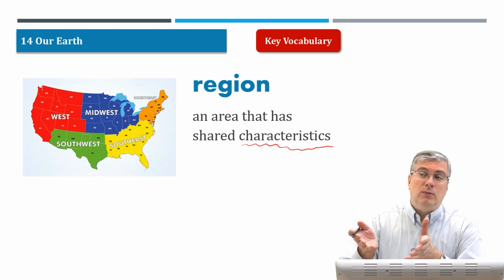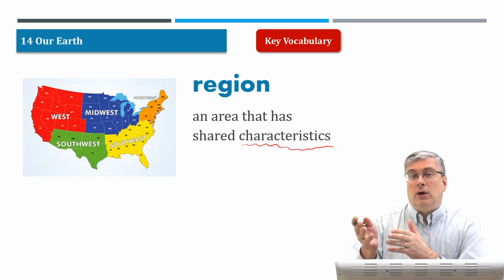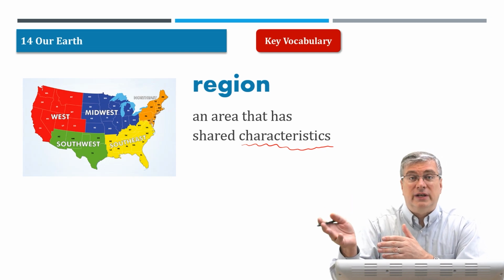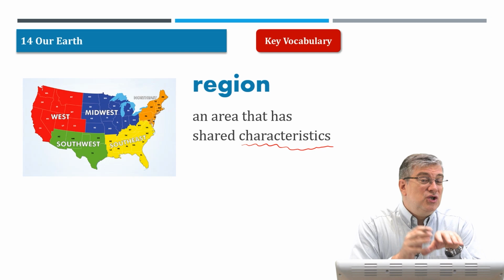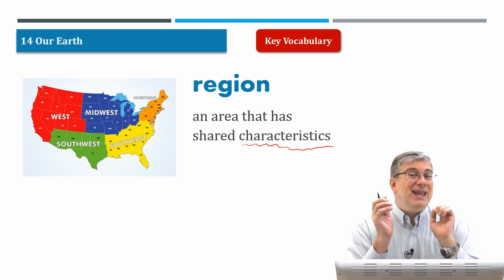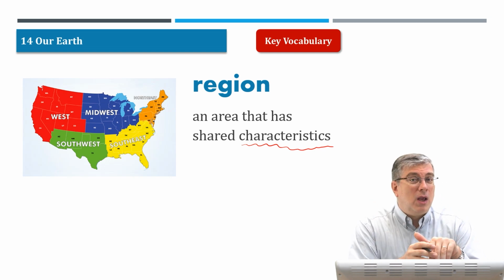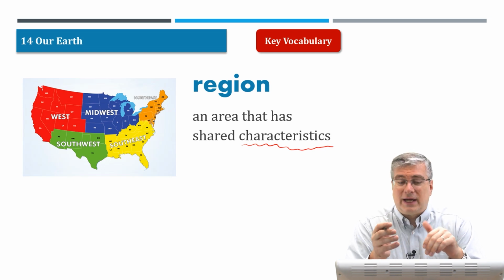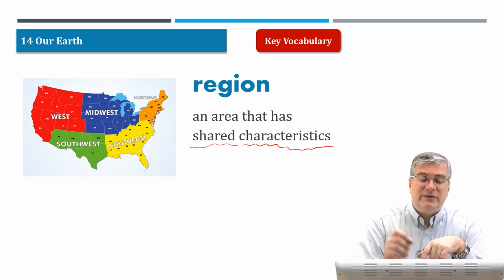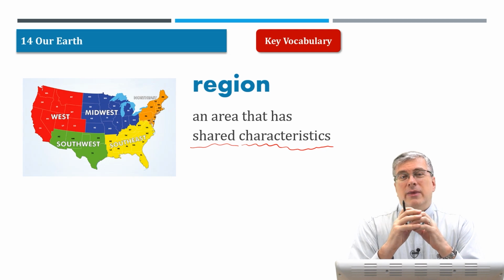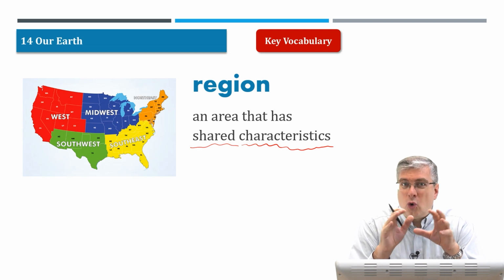For example, if someone is tall, that is a characteristic about that person. If we talk about regions or areas and we say, it's rainy there a lot, that is a characteristic. So shared characteristics means that it's an area where the characteristics are true for the whole area.